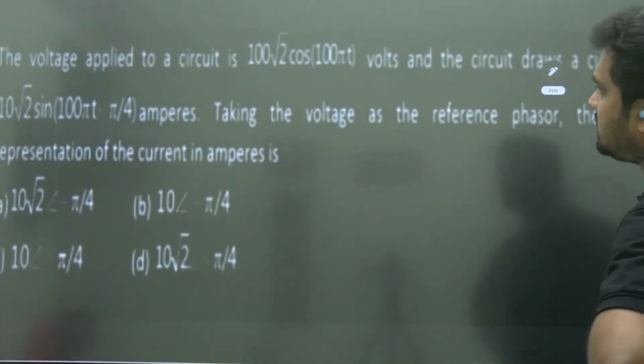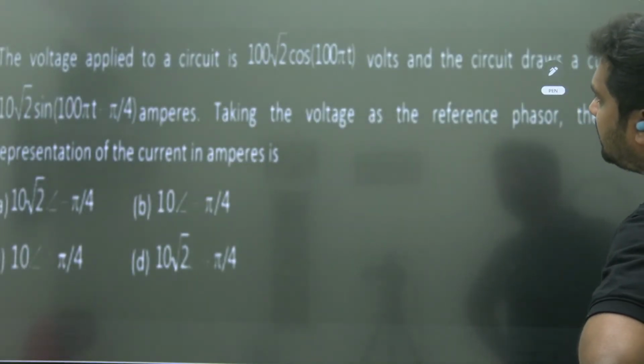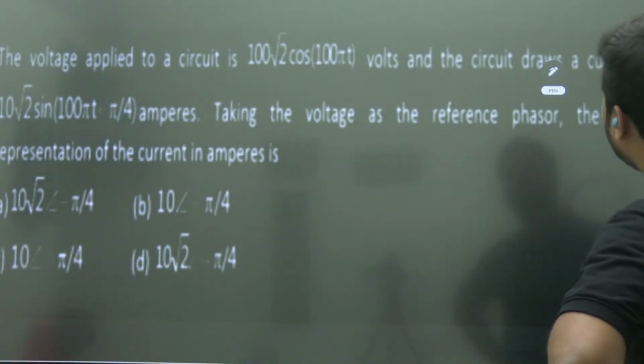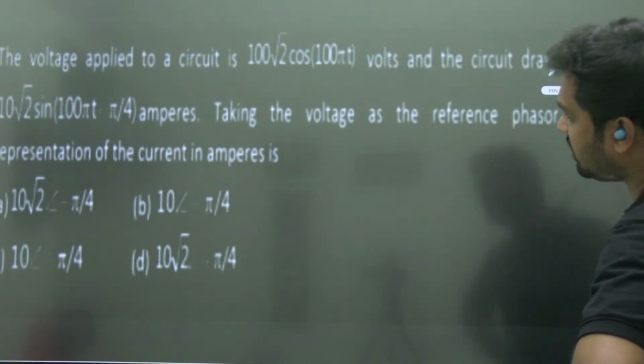Right. So let's take this question into consideration. The voltage applied to a circuit is 100 root 2 cos(200πt), and the circuit draws a current of 10 root 2 sin(100πt + 45 degrees).